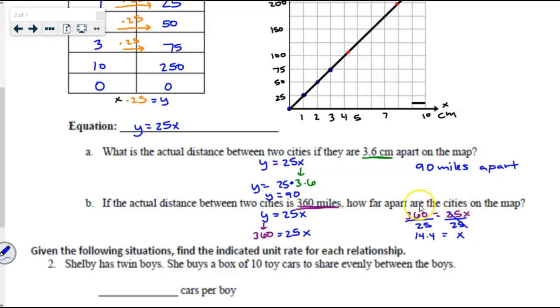But what does that really mean? How far apart are the cities on the map? 14.4 centimeters apart. Okay. Great job.